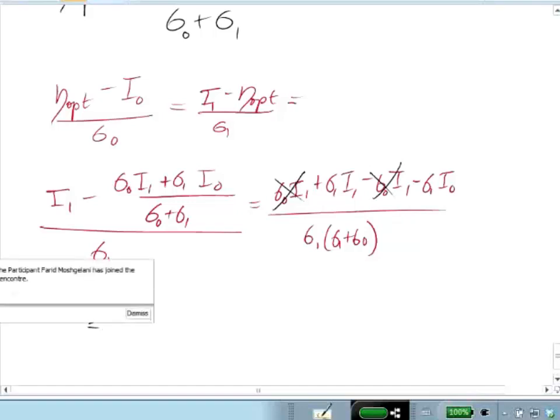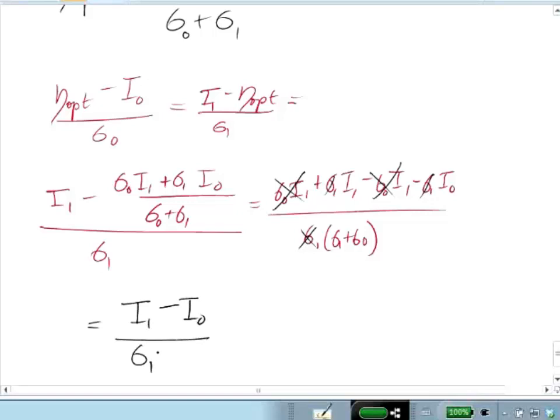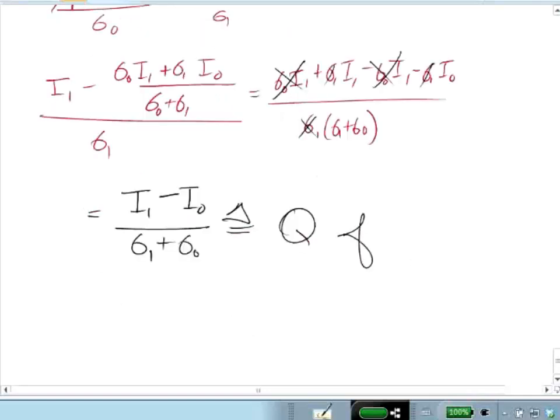and in the end this cancels with that. And what I get in the end is something quite simple. It's I1 minus I0 over sigma 1 plus sigma 0. And this I will define as something we call the Q factor.